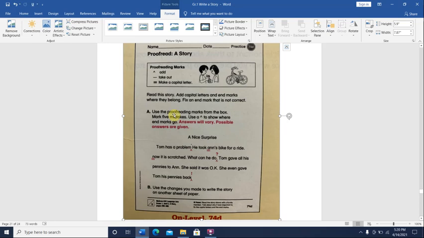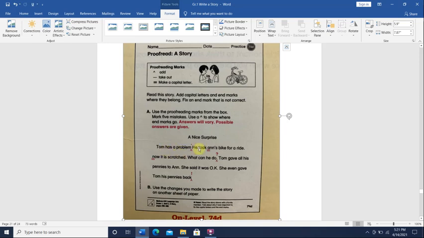Okay, so the story is about a boy. His name is Tom, and he has a problem. He took Anne's bike for a ride. So Tom took Anne's bike for a ride to ride it. Okay, so as the first sentence, Tom has a problem. It doesn't have an end mark. So we will add a triangle and put a period on top because the sentence does not have an end mark. Tom has a problem.